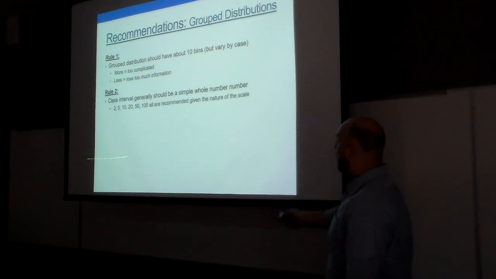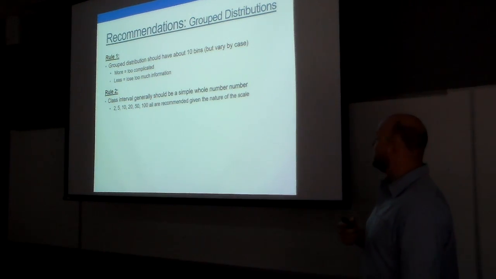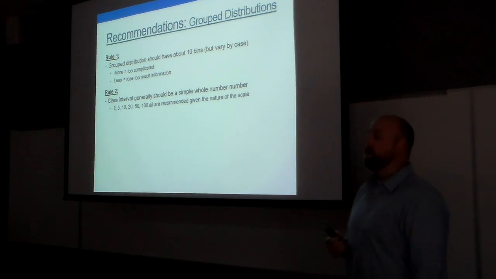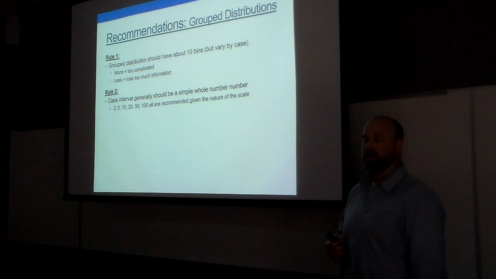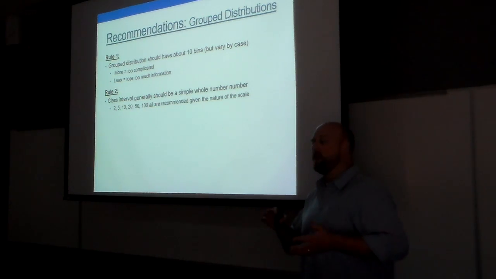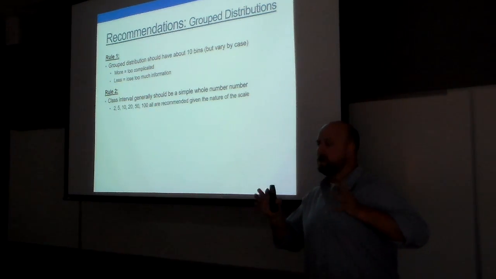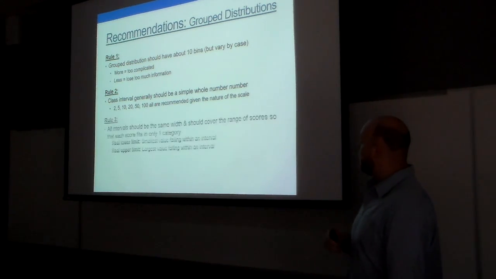Rule number two, class interval should generally be divisible by a simple whole number. You don't want to have weird class intervals. So my class interval is 13? Probably not. 10, 5, 20, 100, depending on what the scale is. Having some reasonable, intuitive, even simple whole number going in.